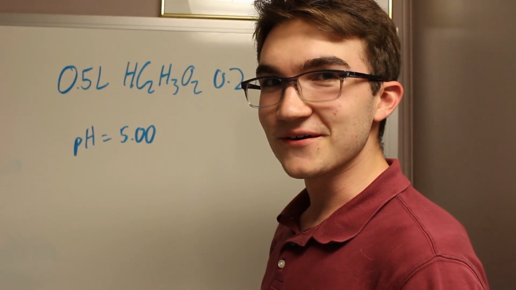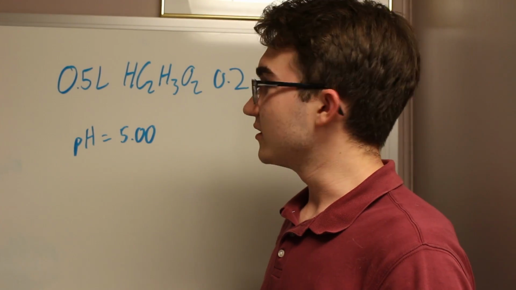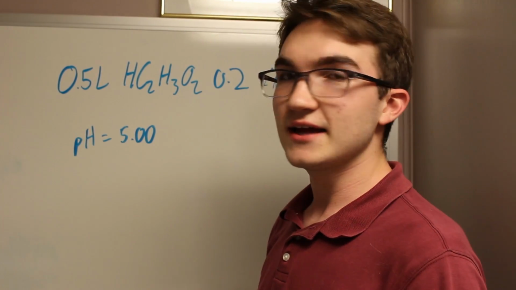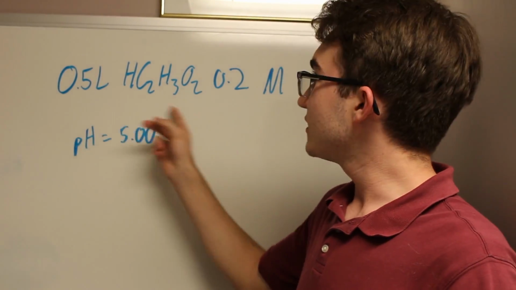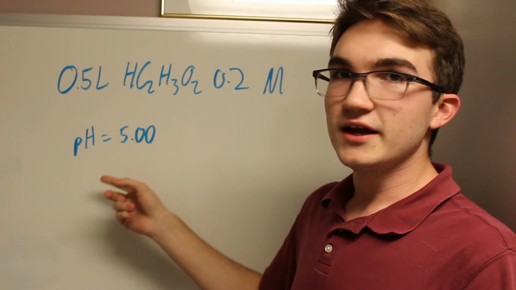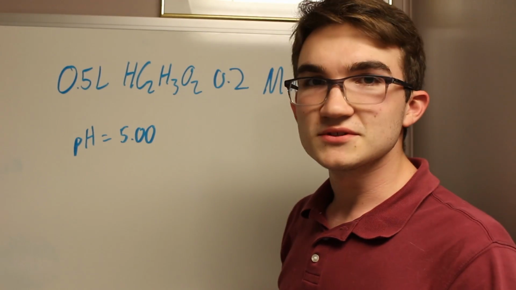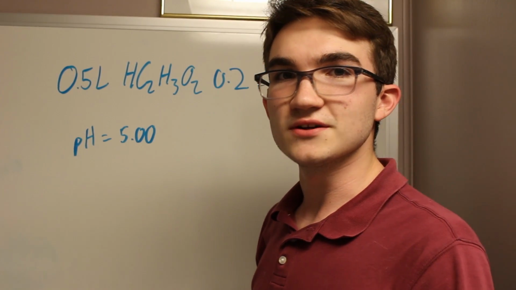Alright, time for something harder. We're going to try to figure out the amount in grams of sodium acetate that we need to add to 0.5 liters of acetic acid at 0.2 molar to create a buffer solution with a pH of 5.0. I'm just going to do a little speedy montage and then I'll explain afterwards what I've done.